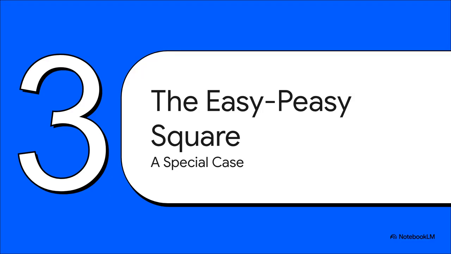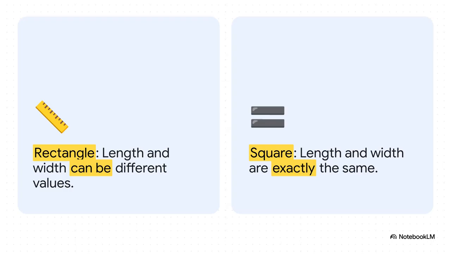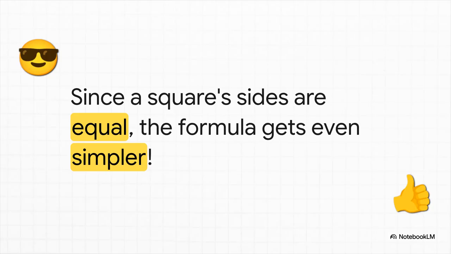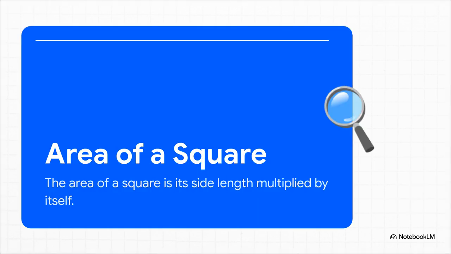Okay, so what about a really special type of rectangle? The square. Well, the same logic applies, but believe it or not, the calculation gets even easier. The one thing that makes a square so special is super simple. While a rectangle's length and width can be different from each other, a square's sides are all exactly the same length. And because the length and the width are the same number, we only need to know one single measurement, which makes the formula even more straightforward. The formula basically simplifies to this. The area of a square is just its side length multiplied by itself.